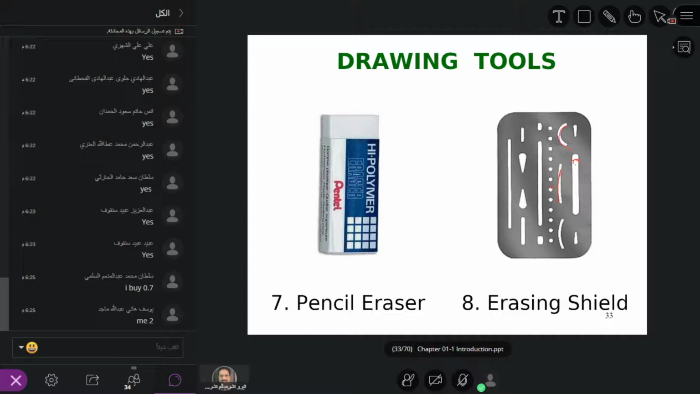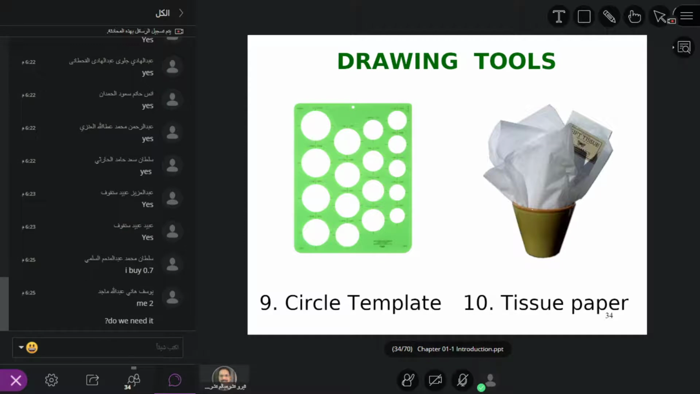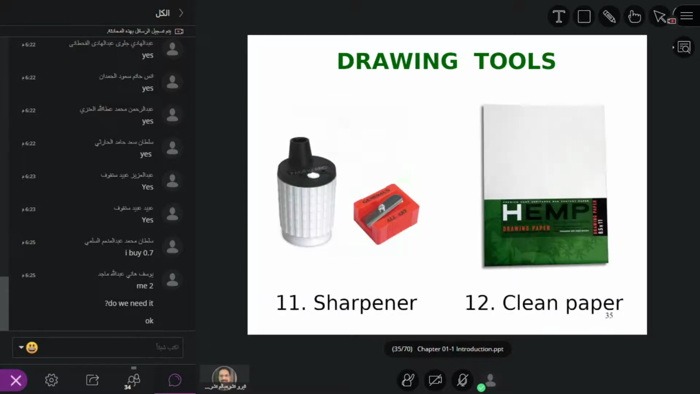This is not necessary, but anyway, this is for professionals. It's not necessary for you. This may be necessary. In order to make a standard circle, you can buy this. You can show it to the shop, so you can buy this. If you buy this, it will save you some time. Yeah, these two are very important. Anyway, you already bought it.